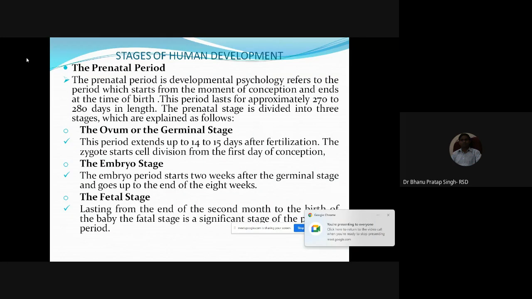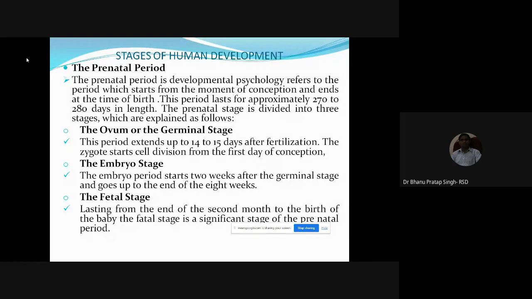In the fetal age, even a child starts learning. There are so many examples, and we have discussed them in a previous slide, like the example of Abhimanyu, and many more. The next.